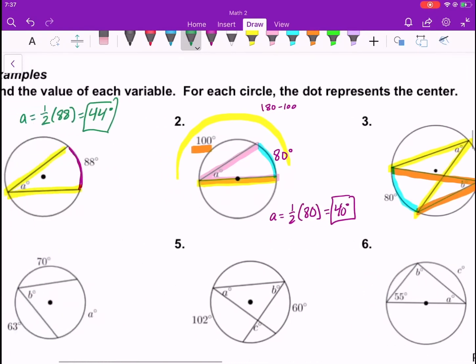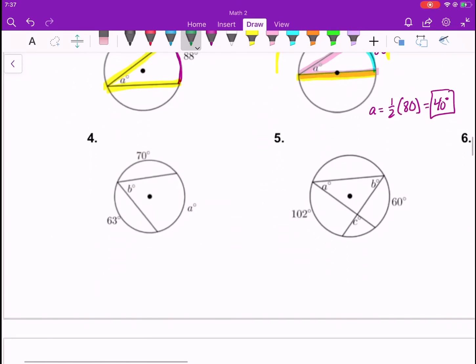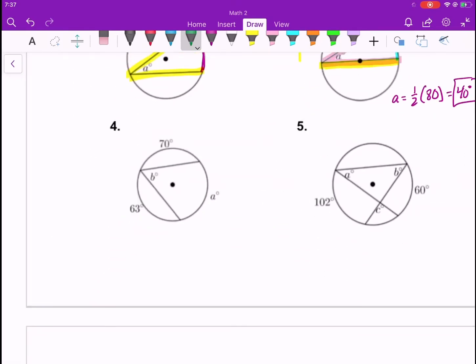All right, let's move on to number 4. Okay, so number 4, we are trying to find both A and B. So here's our inscribed angle, and then here's our intercepted arc. We don't know our intercepted arc, and we don't know our inscribed angle, so we can't find those. But we do know the other 2 arcs in the circle that form the rest of the circle. And you need to remember that there are 360 degrees total in a circle.